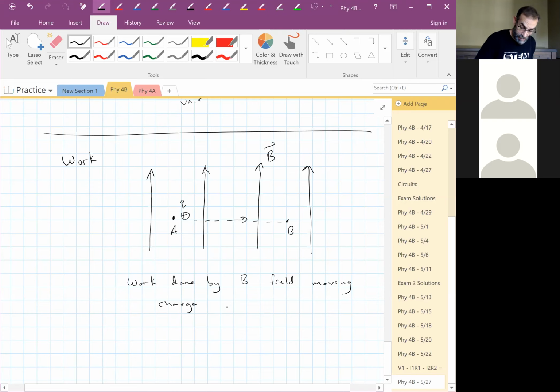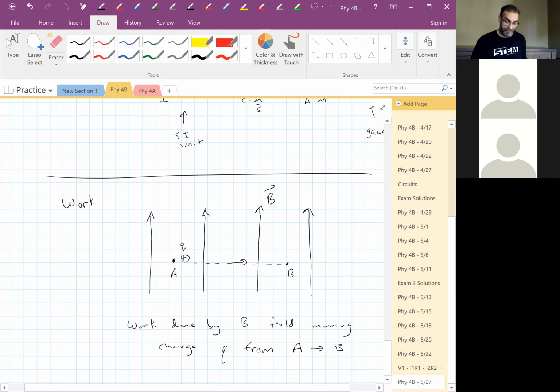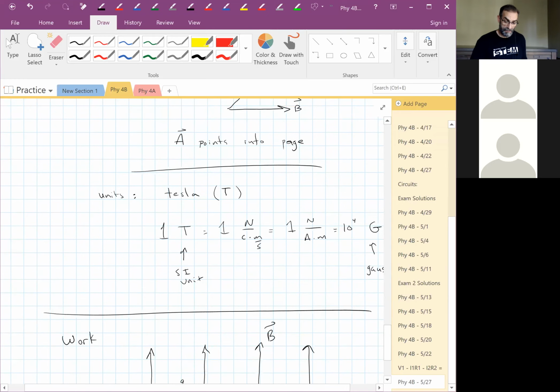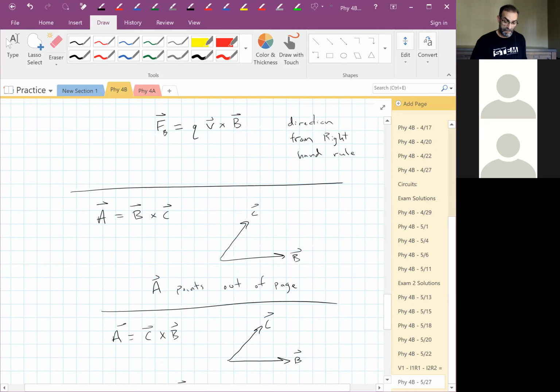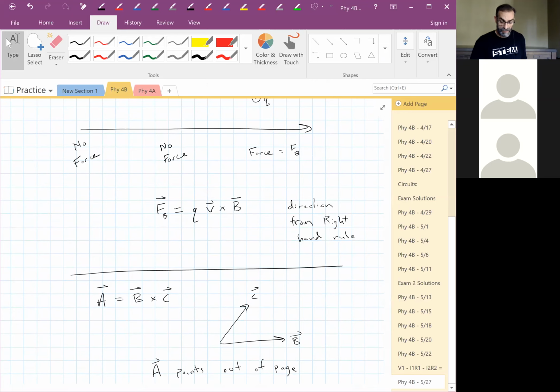Charge Q. If the particle is moving from A to B, where's our formula? There it is. If the particle is moving from A to B, the force is going to be Q V cross B.